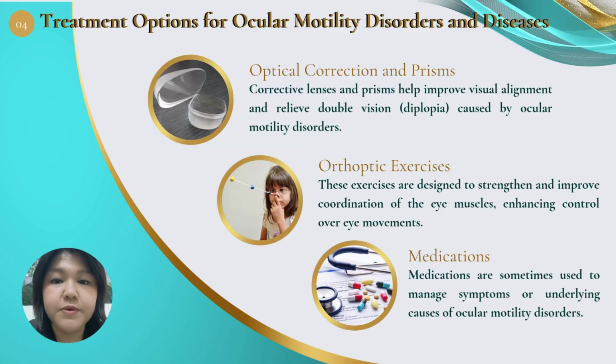Treatment options for ocular motility disorders and diseases include optical correction and prisms. Corrective lenses or prisms can improve vision alignment and reduce double vision. Orthoptic exercise. This exercise aims to strengthen and improve the coordination of eye muscles, giving patients better control over their eye movement. Medication. In some cases, medications are used to help manage symptoms or treat the underlying cause of these disorders.